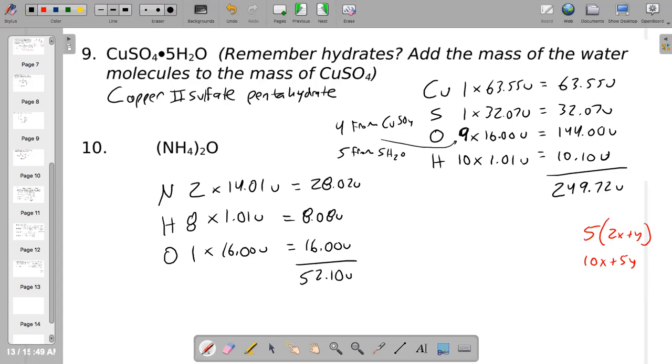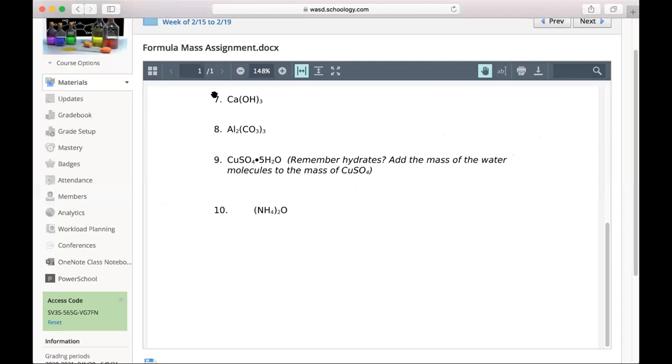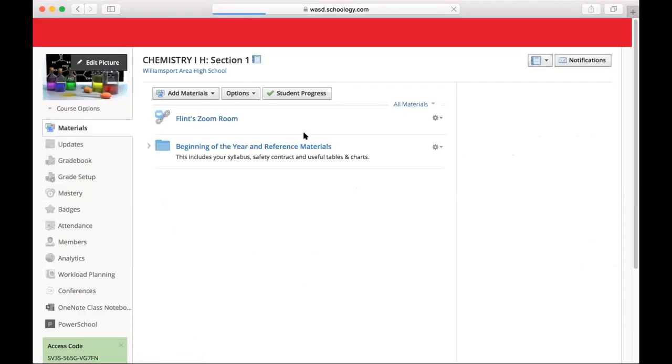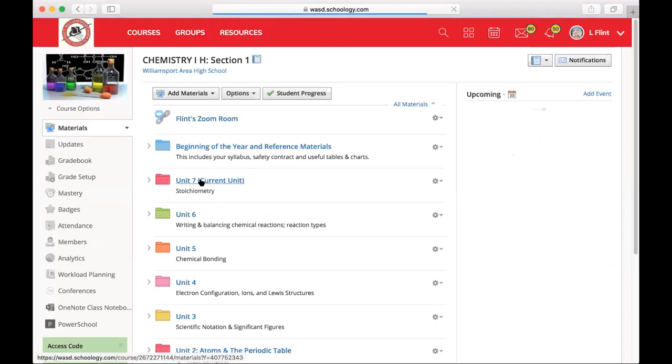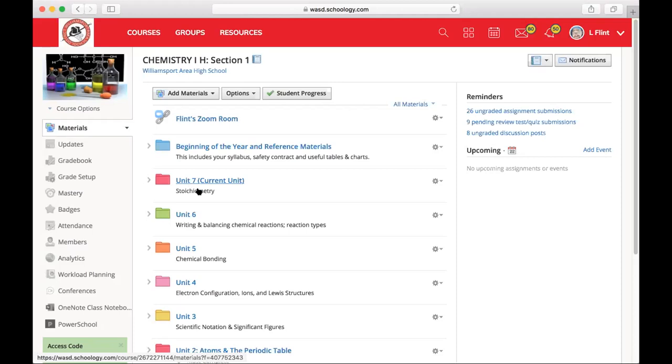Okay, let me share this real quick. Okay, so if you're remote, there's a new folder. Well, for everybody, there's a new folder that says Unit 7, and it says Stoichiometry. This is a great word.